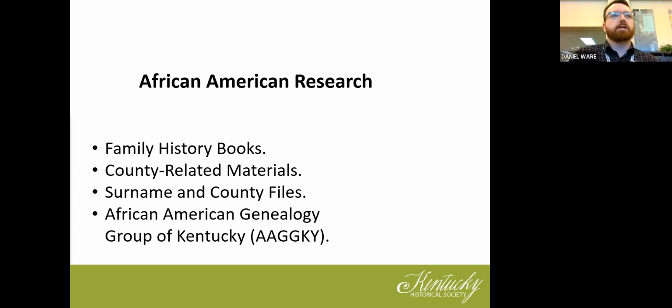Once again, surname files especially are very useful, because we've collected a lot of surname files over the years. So if you know the right surname, there's a good chance you can find something there. This is actually a group that I've been pointed to, that I have suggested to people as well, and that's the African American Genealogy Group of Kentucky, or AAGGKY. Their sole purpose is to help break down these brick walls as far as Kentucky African American research. They're a valuable resource when it comes to breaking down those walls and actually finding things. And so they're very great.